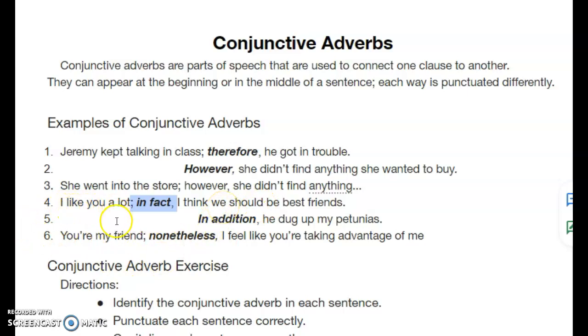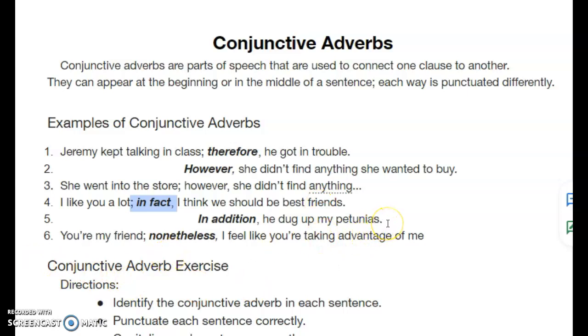And this works. I say sentence, but it's a clause, so I don't want you to get confused. But a clause, independent clause, right, can stand alone as a sentence. But this is all one sentence. I like you a lot. In fact, I think we should be best friends. Or you could break it apart. I like you a lot, period. Capital I, in fact, comma, I think we should be best friends.